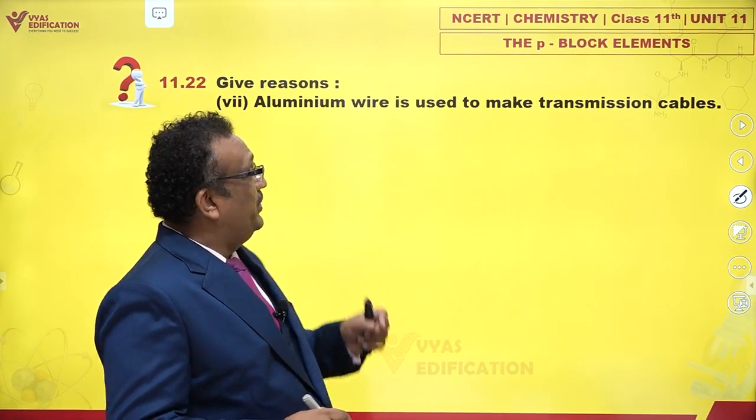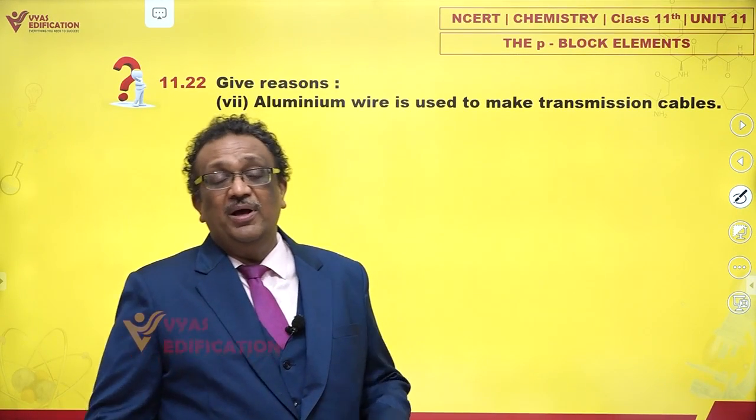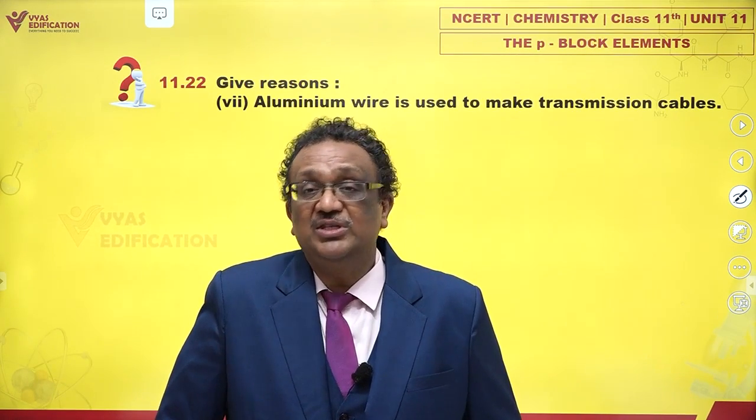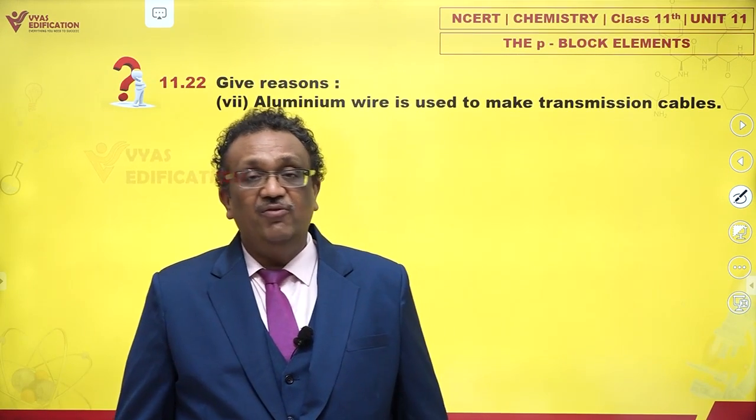Aluminium is used to make transmission cables. Why? Because aluminium has a reasonably good conductivity. Electrical conductivity of aluminium is high. Of course, it is not high like copper, silver or gold, but it is much cheaper than copper or silver or gold.